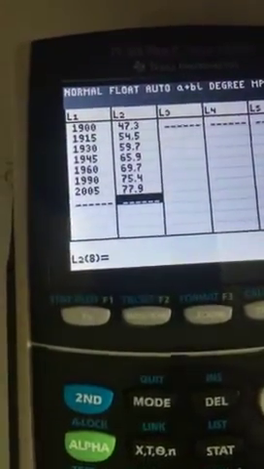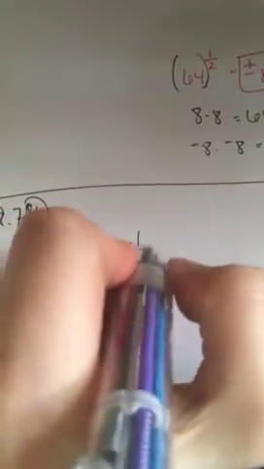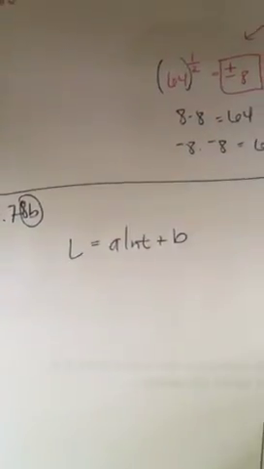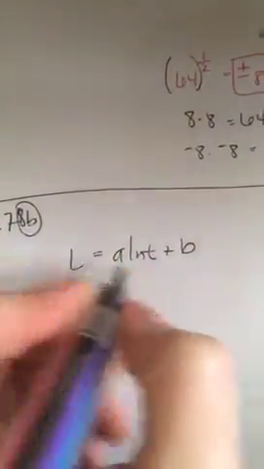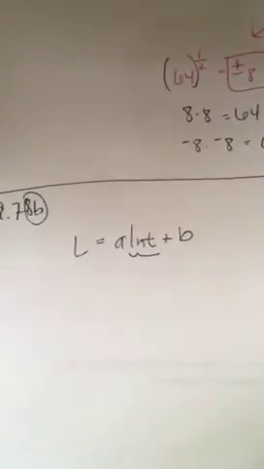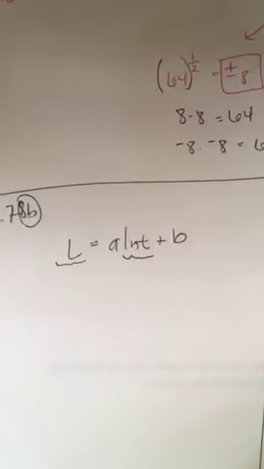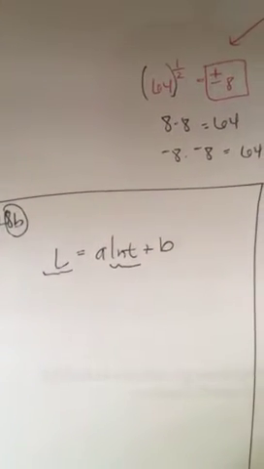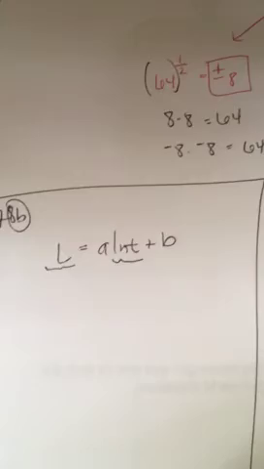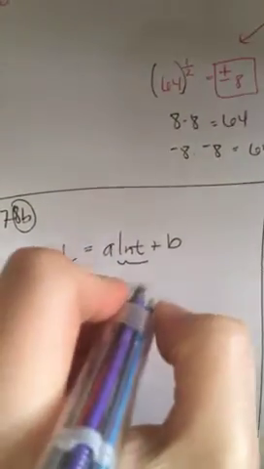Okay, so this should be your table, and we want to find a logarithm equation in the form L equals A natural log of T plus B. Technically, T is my input, and L is my output. But it wants to find a logarithm expression. Right, okay, so if I want the natural log then.